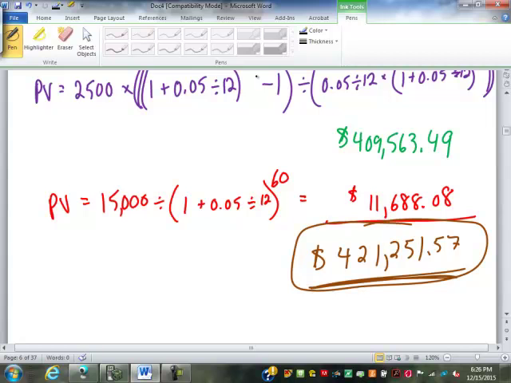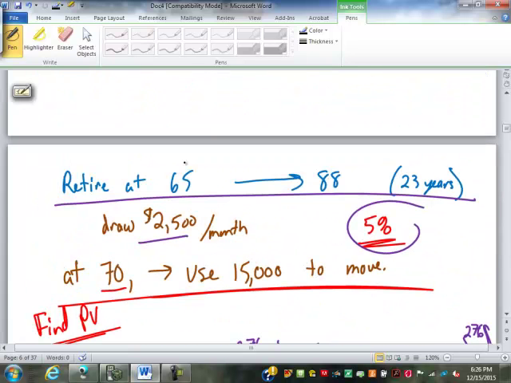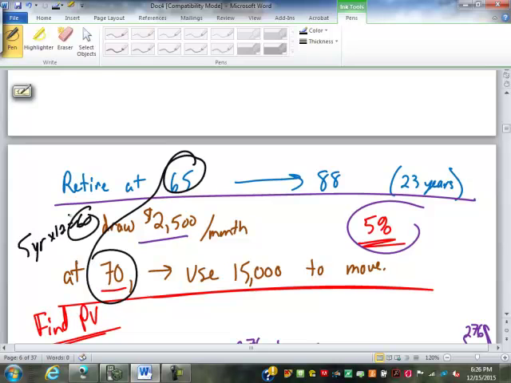Are there any questions on that? Yeah, go ahead. Where did you find the 60 months from? 60 months is from age 65 to 70, which is 5 years. So times 12 makes the 60. Any other questions?